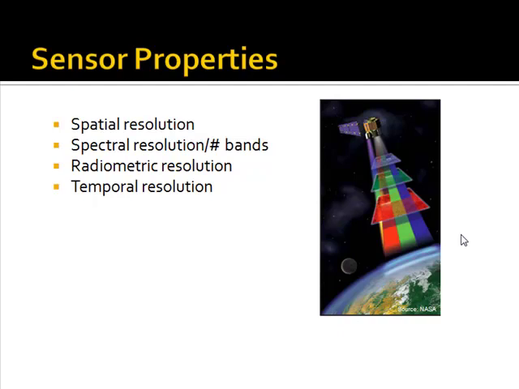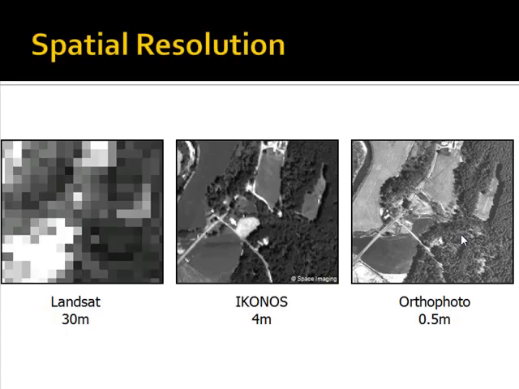Let's examine some sensor properties. We're going to talk about the spatial resolution, or the pixel size, the spectral resolution, and the number of bands, the radiometric resolution, and the temporal resolution.